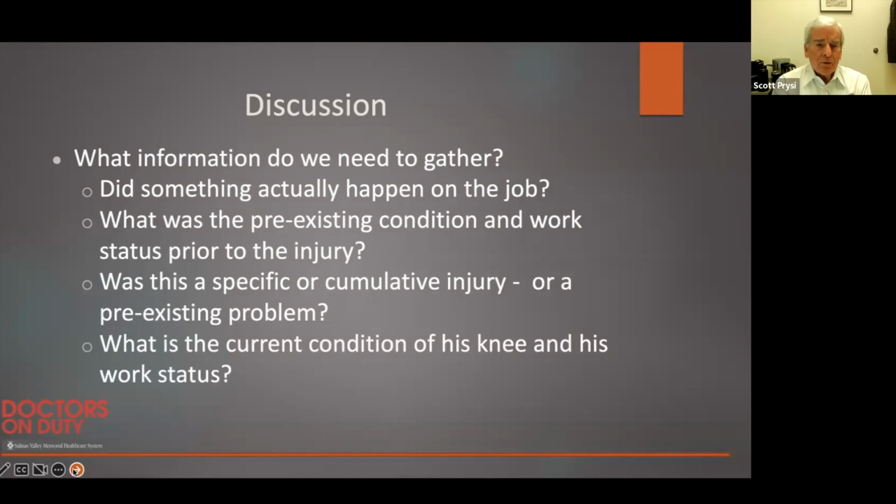And then finally, what's the current status of his knee, his work status? What pain number would he assign to it? What descriptors of his problem would he offer us that give us some sense of how he's doing now compared to how he was doing before the purported event occurred on the job? Next slide. And next slide.